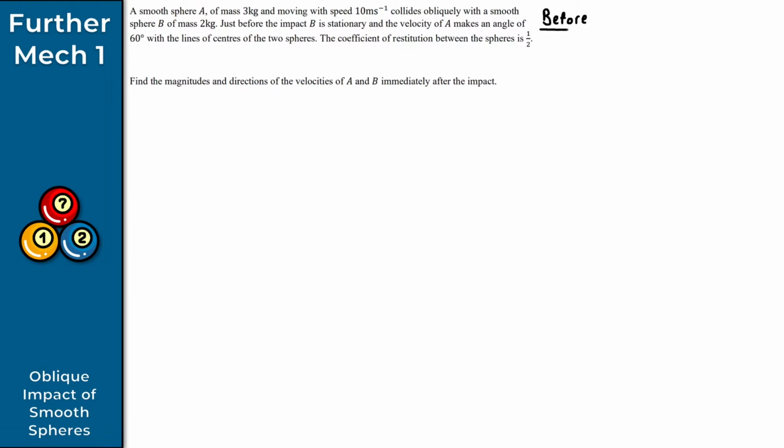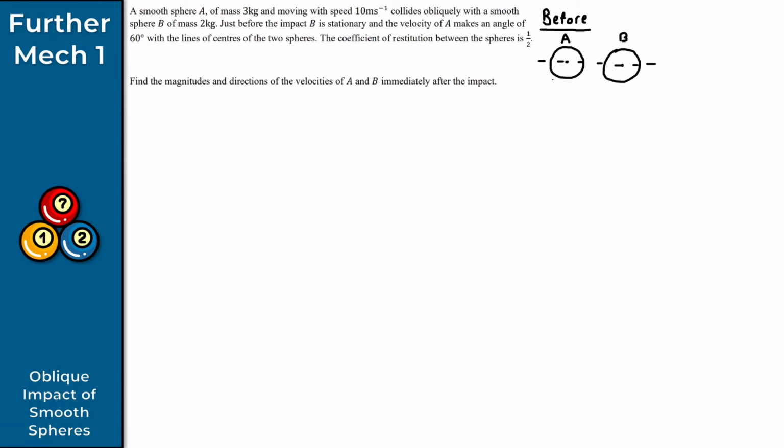Starting with the before diagram, clearly we need two spheres. It doesn't need to be a masterpiece, by the way. So that is sphere A, and we also have sphere B, something like this. Through the center of these two spheres, we have the line of centers, something like this. Clearly it should just be a straight line, but like I said, I'm no artist, but it'll do for now.